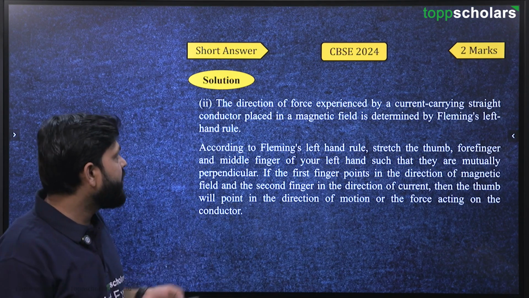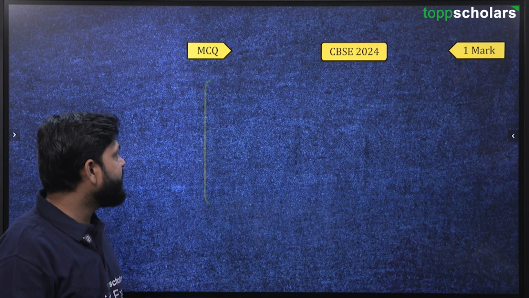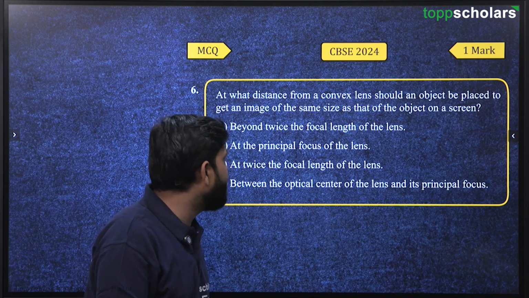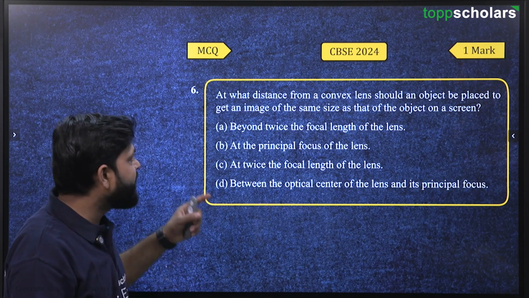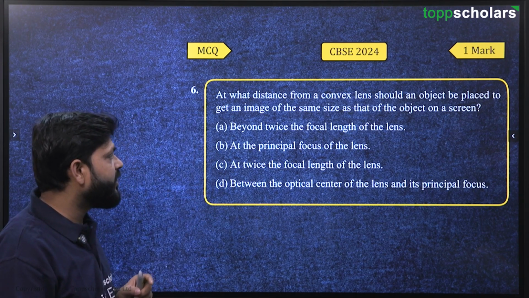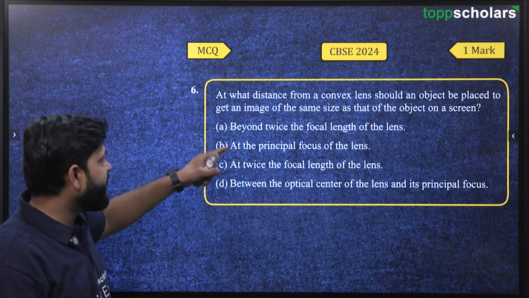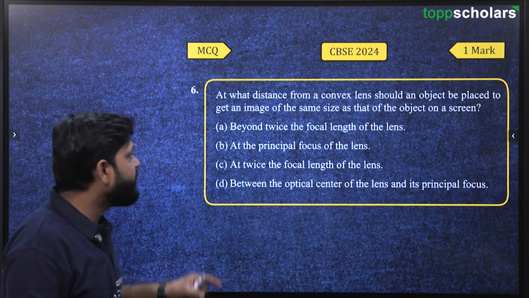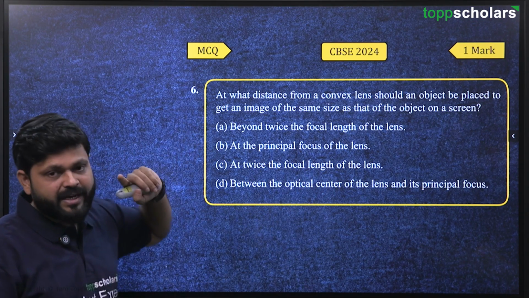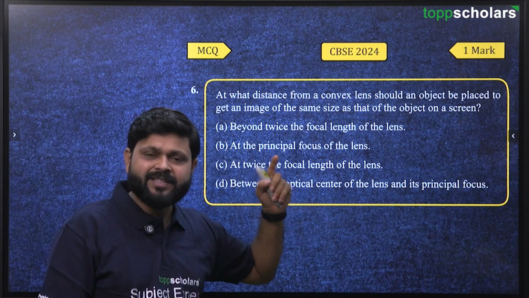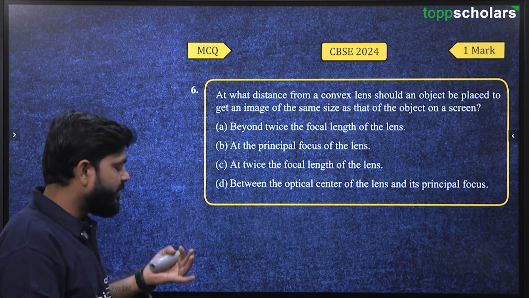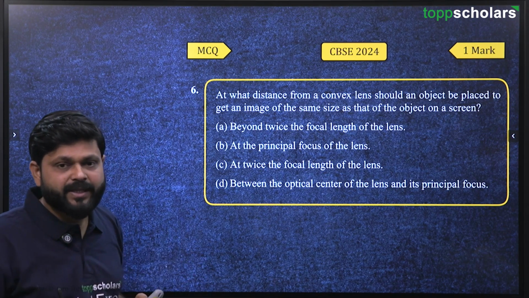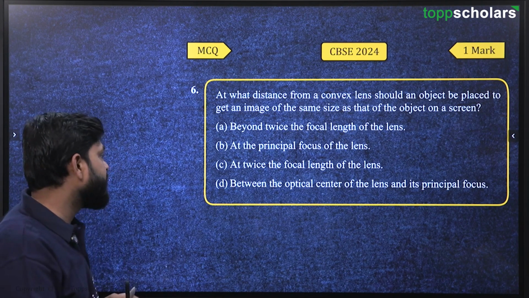So this is the another question. Now we are going to see: at what distance from a convex lens should an object be placed to get an image of the same size as that of the object on a screen? At what distance from a convex lens, it has been asked. For a lens we have to see the signs first: F is minus or plus, V is plus. F, V, U, everything we have to see very clearly whether it is plus or minus, because sign convention is very important for this type of questions, right?